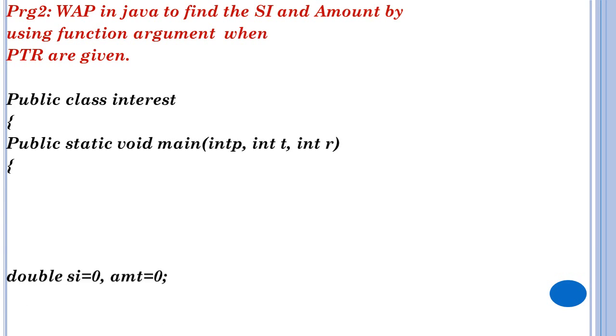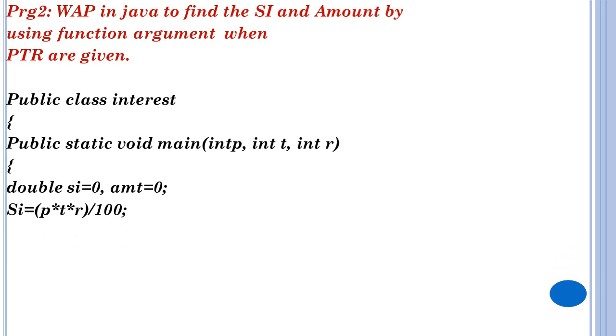Okay, open the bracket. Next, double simple interest equals 0, amount equals 0. I have used double here as a data type. You can use int also. I have used double here. Next is simple interest equals P into T into R divided by 100. Simple interest calculation is over. Next, amount equals P plus SI. Principal amount plus simple interest amount. Okay, that is amount. Calculation is over.